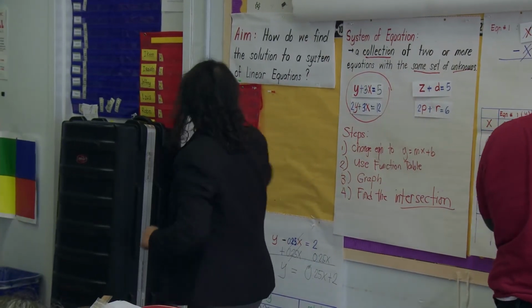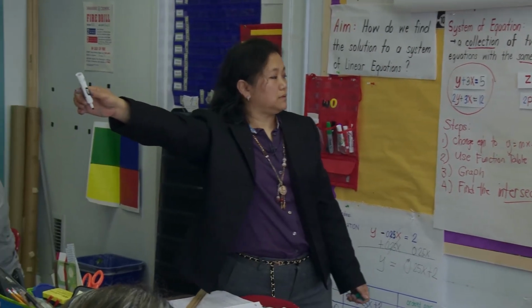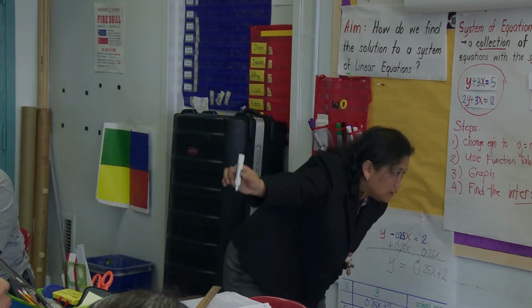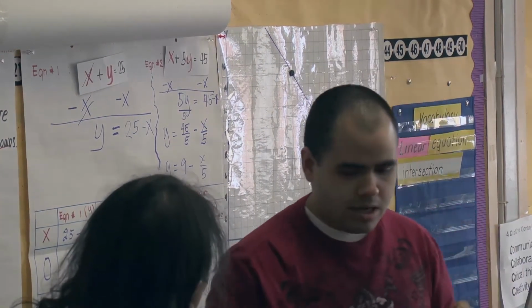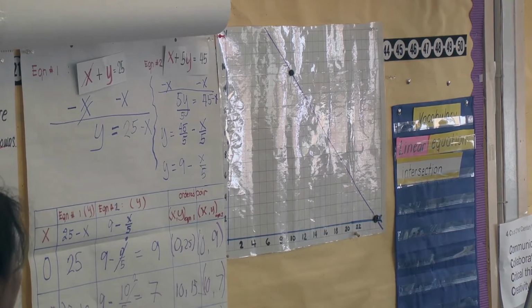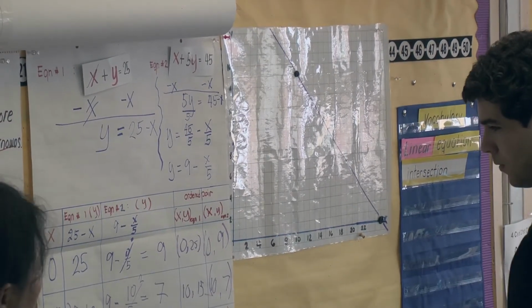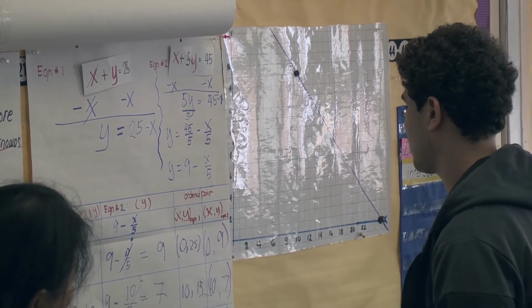Next point. Angel. That will be 10 and 7. Okay. You did say 10 and 7. That's correct. X is 10.